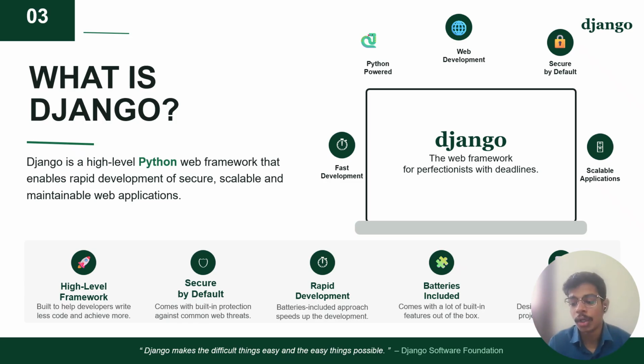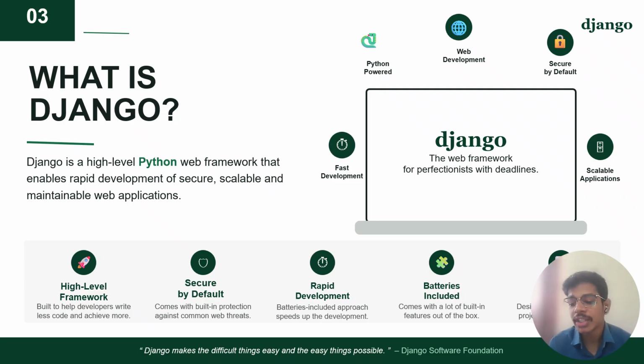So what is Django? Django is a high-level web framework built using the Python programming language. A framework is simply a collection of tools and libraries that makes website development easier. Instead of writing every feature from scratch, Django already provides many built-in features that help developers to save time. As shown in the slide, Django is known for several important aspects, and the first is that it is Python-powered. Anyone familiar with Python can easily learn Django. It's mainly used for web development, allowing developers to create websites and web applications.